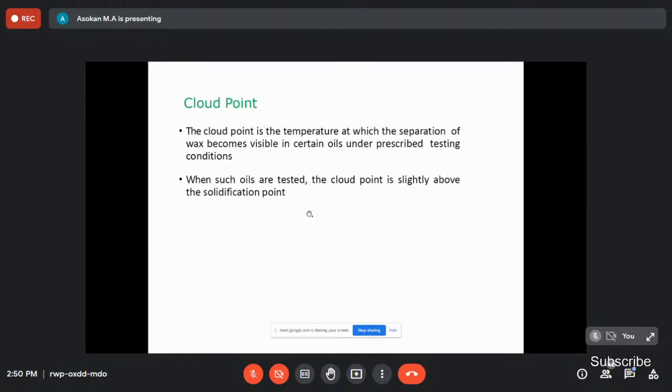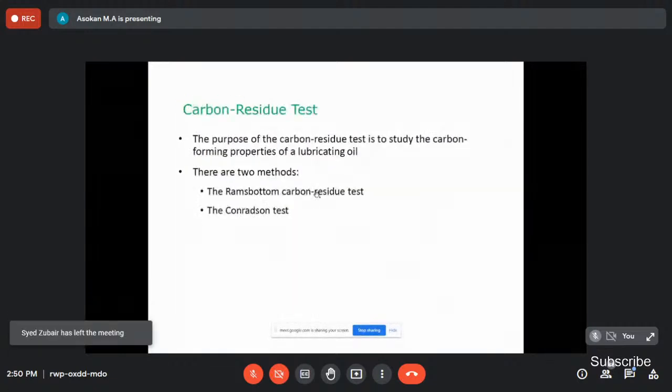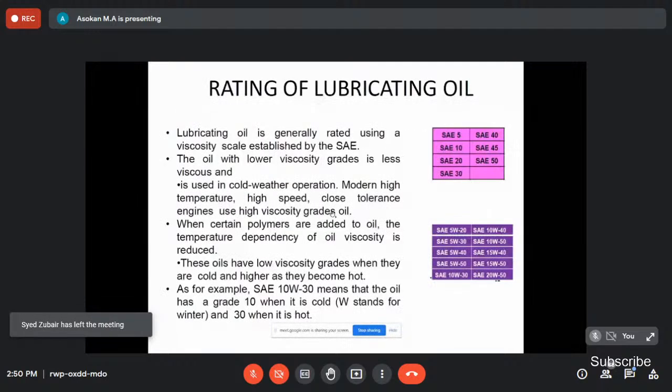And the flow point: the temperature at which the fuel will flow. That is the flow point. It's a very important property of diesel fuels. And the flash point, fire point, right? And the rating of the lubricating oil is very important. Right? Finally, we discuss the scale.